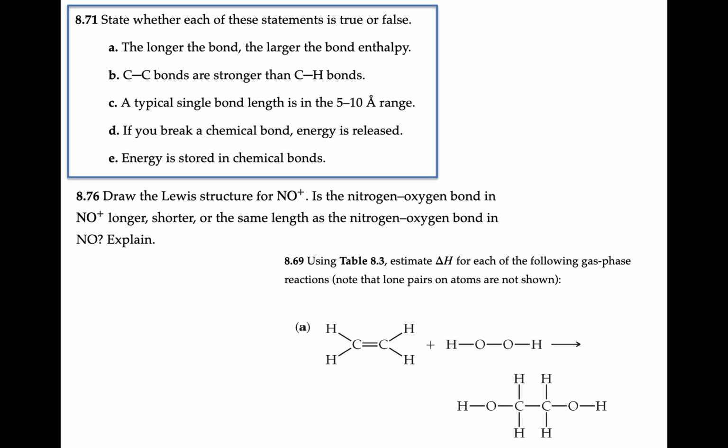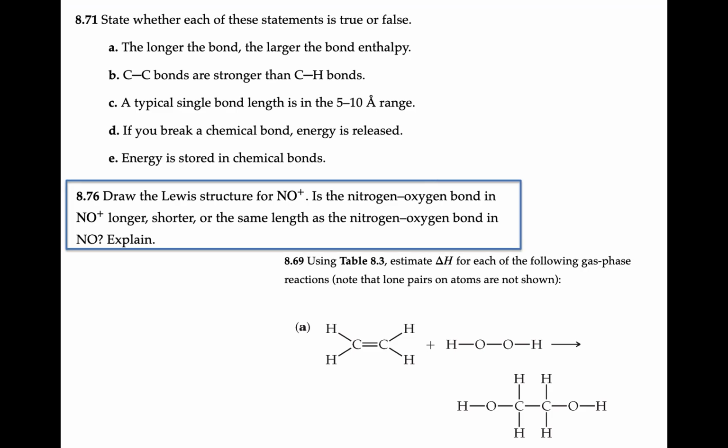What might you be asked to do with this information? So here are some end of chapter questions. 8.71, these might be in the conceptual category or the conceptual classification. These are about the ideas that were shared in this video. 8.76, it's now being connected to Lewis structures. You're asked to draw Lewis structures for two different things, an ion and a neutral molecule, and now do comparisons involving aspects of the bond length.